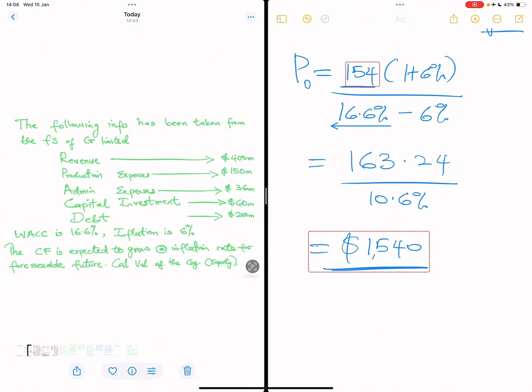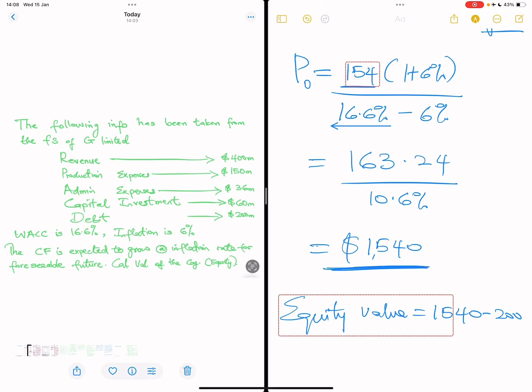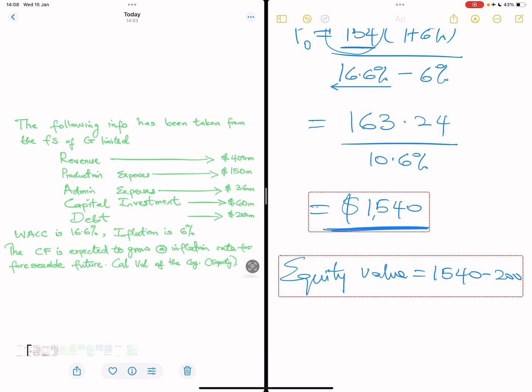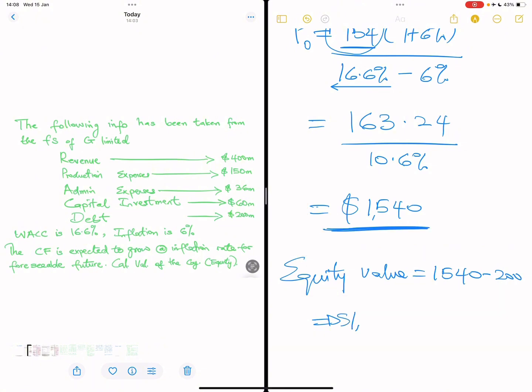However, this company has debt of 200 million. So equity value, which is the value of business, is now equal to 1,540 minus 200, because this valuation includes debt, because the cash flow that we used came from the use of both equity and debt. So to get the equity value itself, we need to deduct the value of debt, and that is 1,340, and this is the value of the equity that we're talking about. Very important to know that.